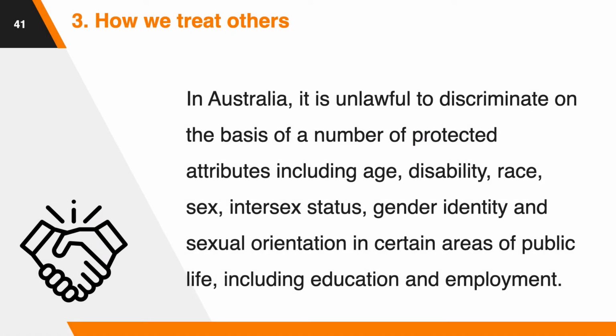The next part of this is about how we treat others. In Australia, it's unlawful to discriminate on the basis of a number of protected attributes, including age, disability, race, sex, intersex status, gender identity, and sexual orientation. Now, we did this already in the workplace section, but this is not necessarily in the workplace, but generally in Australia, it's unlawful to discriminate on the basis of those things.